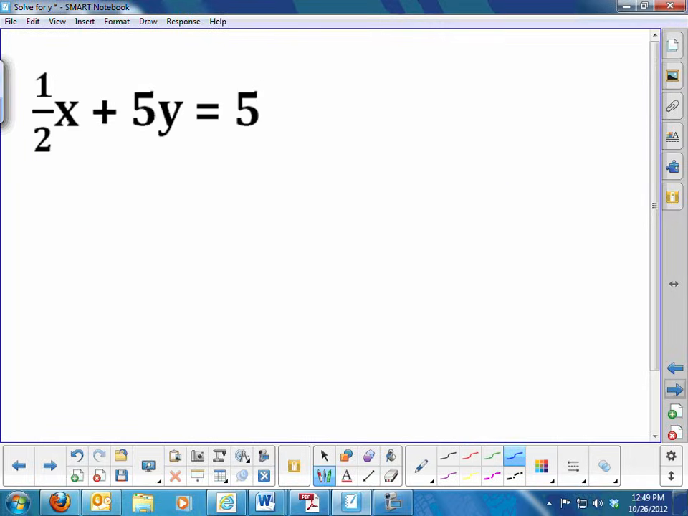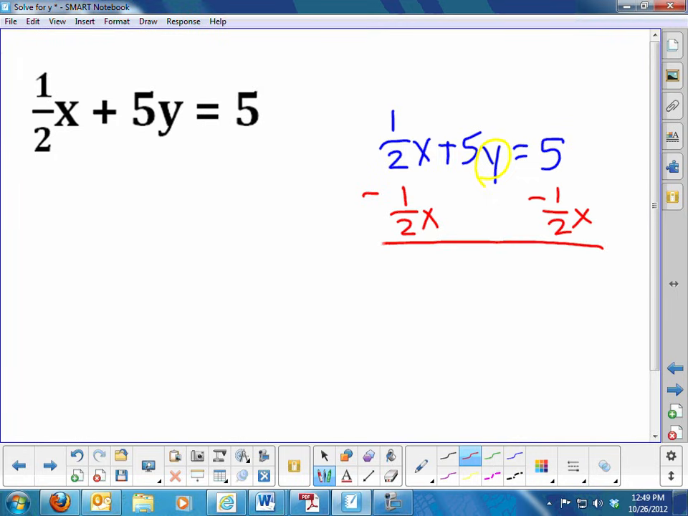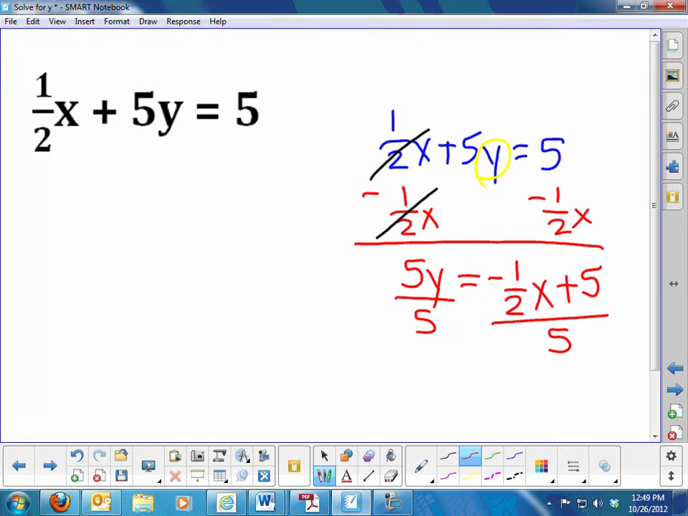Last example. Here I have 1/2 x plus 5y equals 5. My goal, get this y all alone. What do I need to do first? Subtract my 1/2 x. Then I'm left with 5y, because these things canceled. 5y equals, and I always want to put my x term first, negative 1/2 x, and then a positive 5, so plus 5. Now I need to divide each side by 5. Those cancel, so now I have y equals.